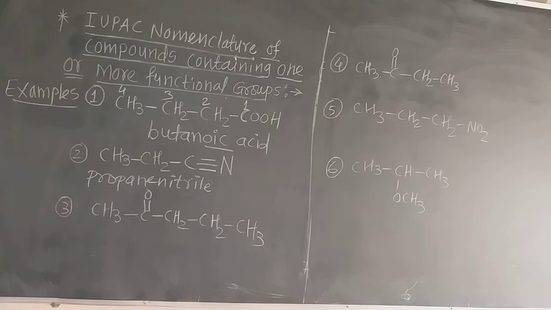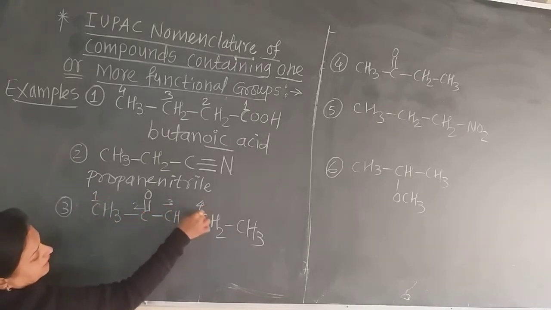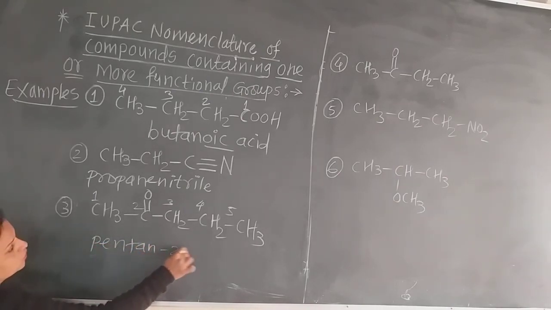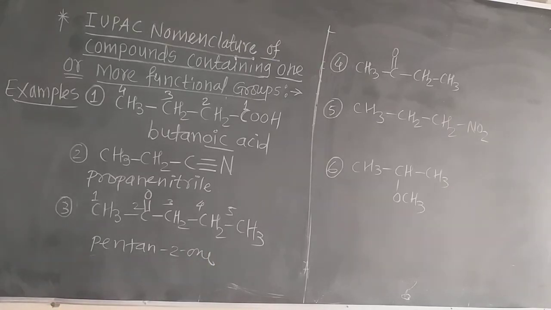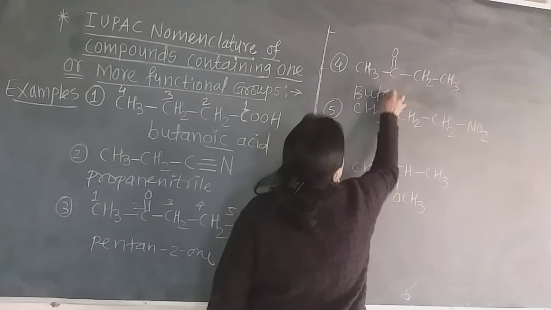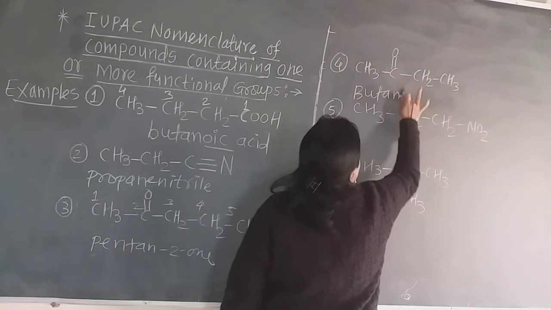Now let us see the third example, where the ketone is there. Number from that side which has the ketonic group nearer. Here, this is 1, 2, 3, 4 and 5 carbon atoms. As the ketone group is at the second position, what is the name of this compound? This is pentane 2-one. Now the next is butane 2-one. This is also a ketone, butane 2-one.